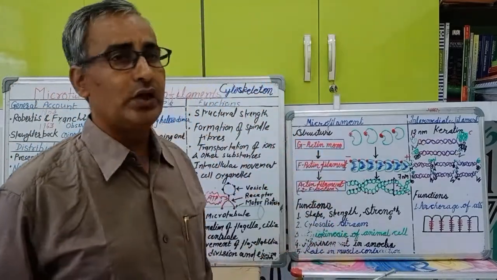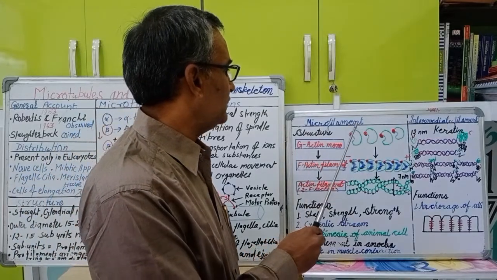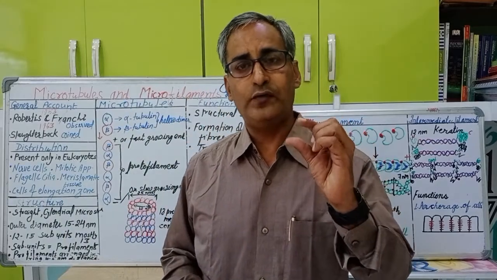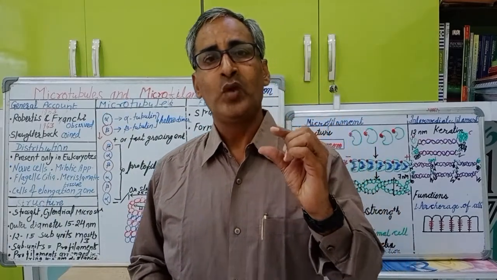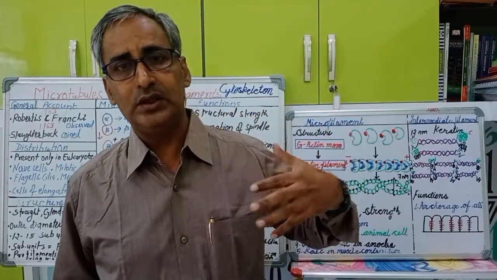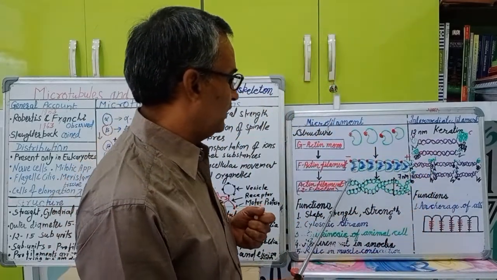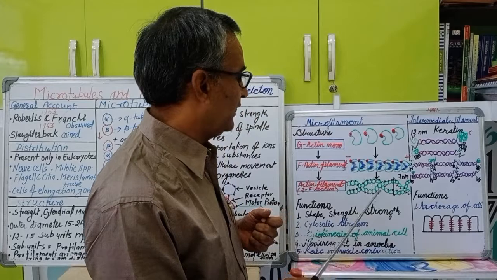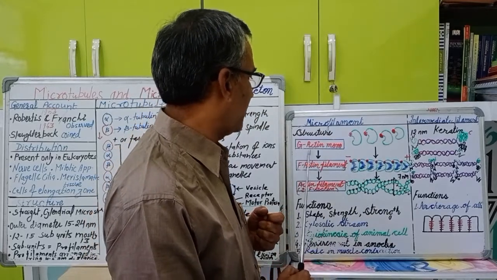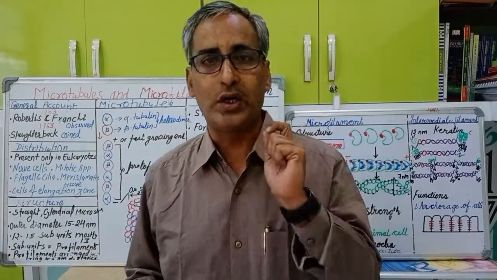Now we will switch over to the next category, that is microfilament. These microfilaments have a width of 7 nanometers, and they are a twisted, DNA-like structure. Their fibers are ultimately made up of one globular protein, and the name of that protein is G-actin.